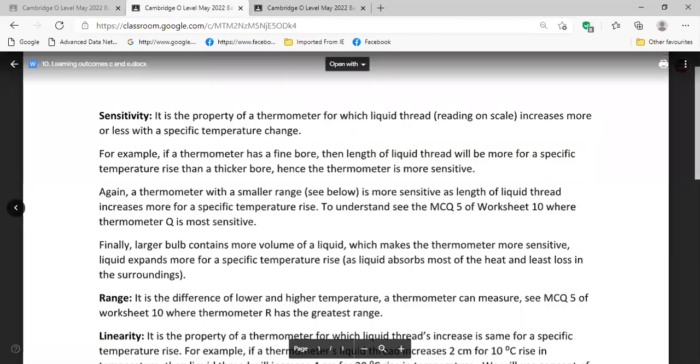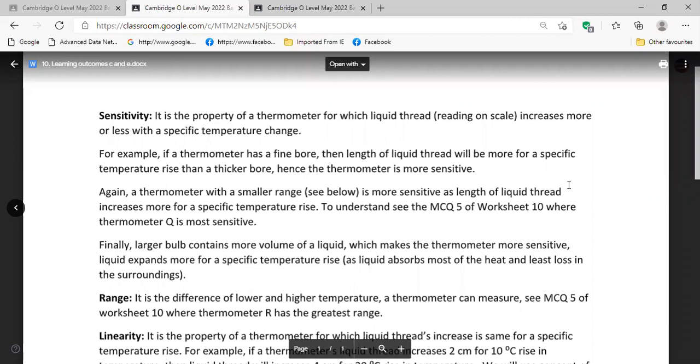So we discussed sensitivity, and here is the definition of sensitivity. It is the property of a thermometer for which the liquid thread reading changes on a scale. That means the level of liquid rising, we can say increasing of the liquid thread, or its level going down, we say decreasing the liquid level.